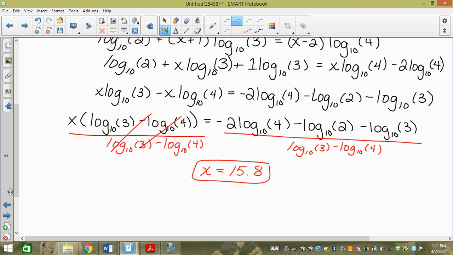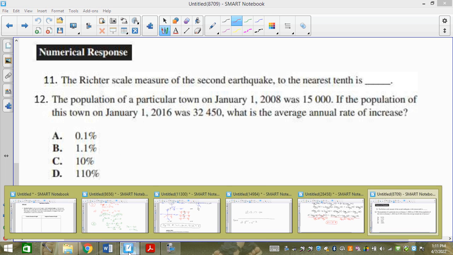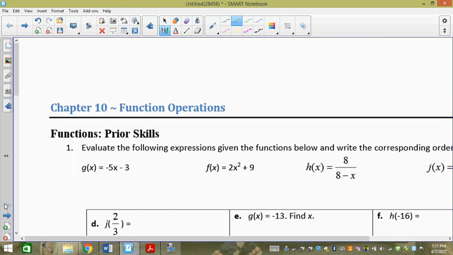Okay. So can you turn to your notes, please? That's not where I want to be. So you're here.